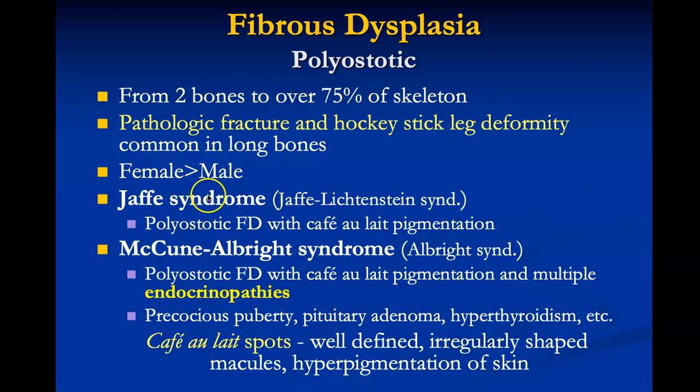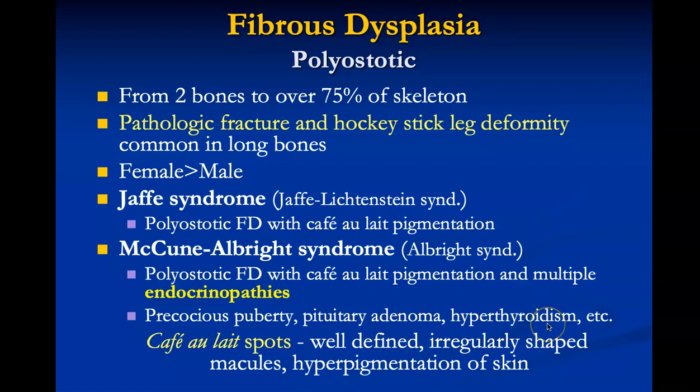As we mentioned before, there's a Jaffe type and the McCune-Albright type. The main difference between these two is that both of them are polyostotic and both can have cafe au lait pigmentation of the skin. But with McCune-Albright, you see endocrinopathies, to the point that some of these patients will have precocious puberty. Females could start their periods at the age of, say, 7 or 8. They can have pituitary adenomas.